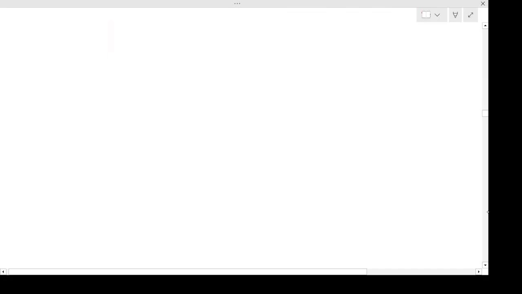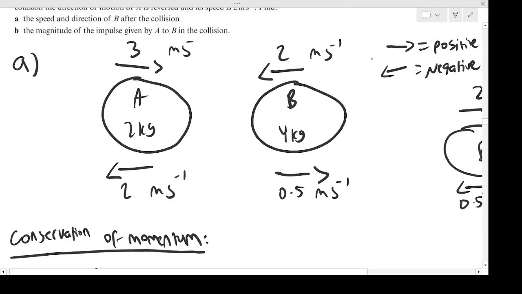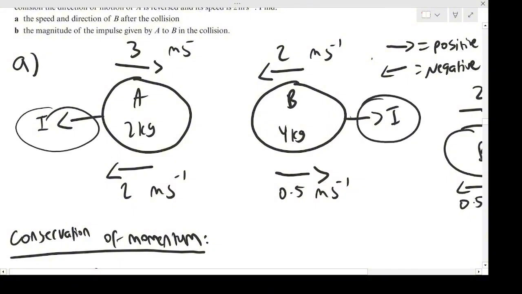So if I label my impulses, A is going to push into B like that, so B is going to get an impulse here. Likewise, when they collide, B is going to push into A like that, so A is going to get an impulse here. And actually, the impulses are equal. Both A and B have the same impulses, but obviously in opposite directions. So I could consider either diagram.